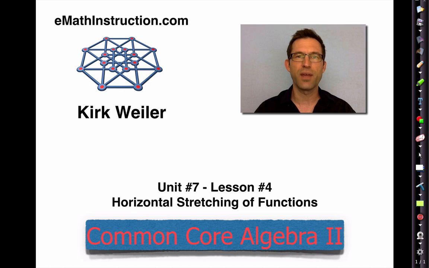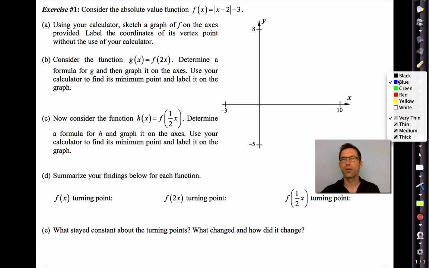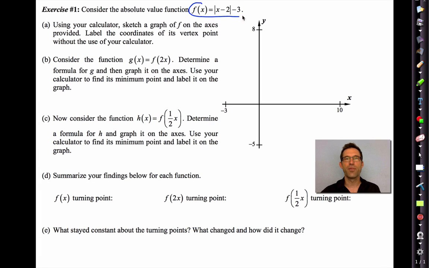So let's jump in and deal a little bit with absolute values. Exercise number 1 says, using your calculator, sketch a graph of f on the axes provided. Label the coordinates of its vertex point without the use of your calculator. All right, simple enough. So pause the video now and use your graphing calculator to graph this original function f of x.